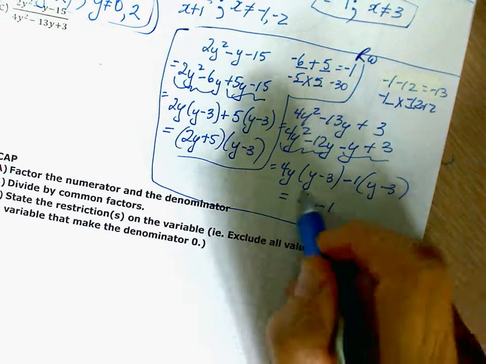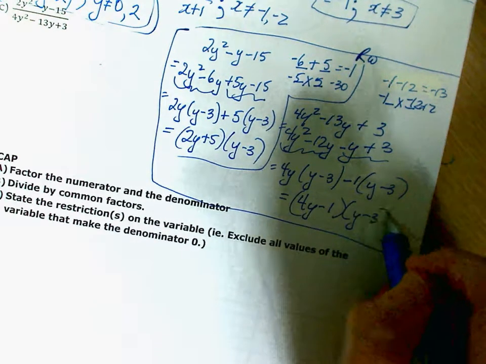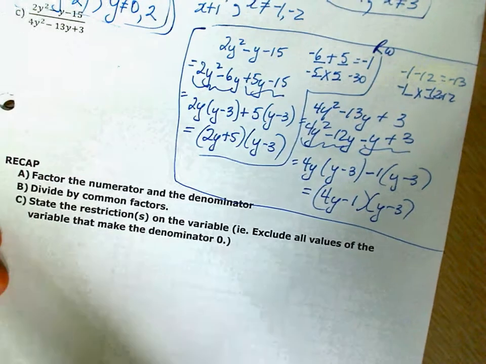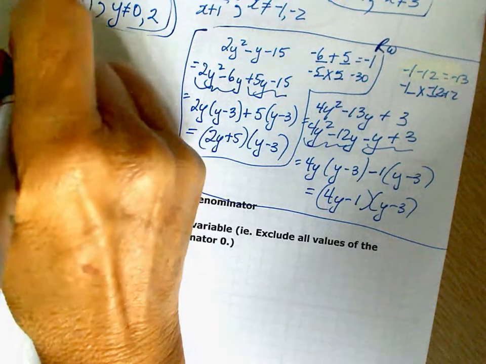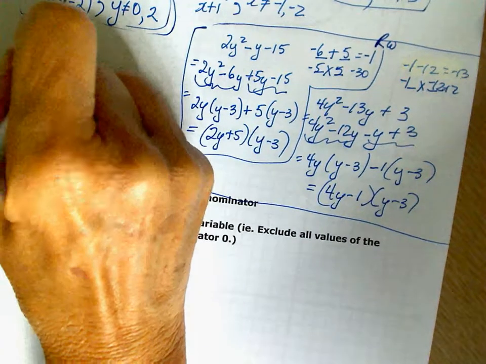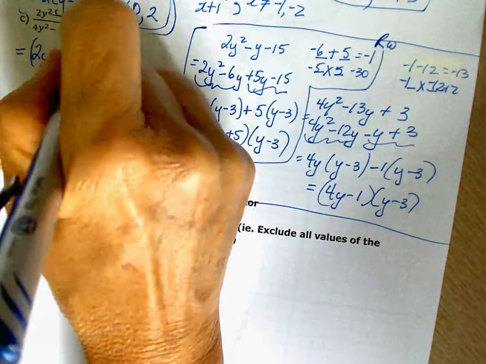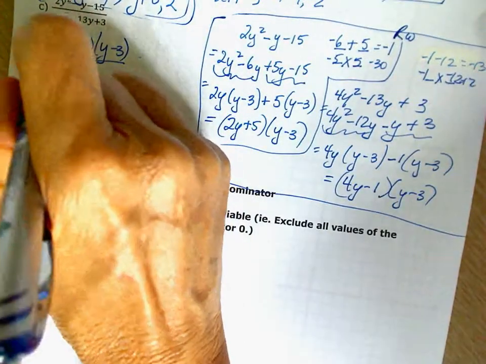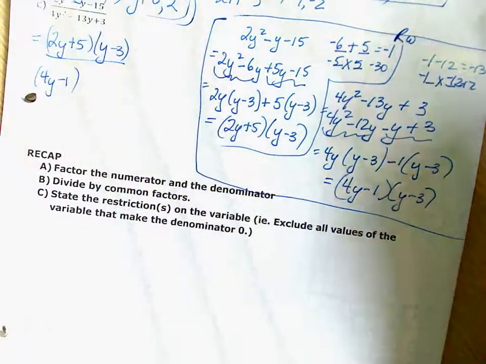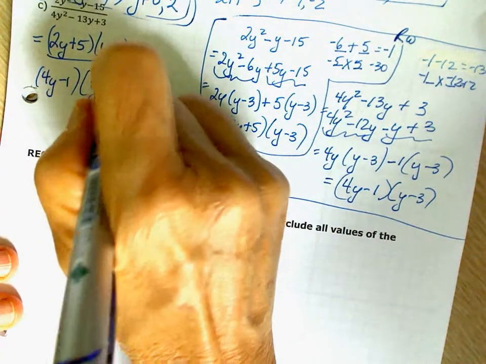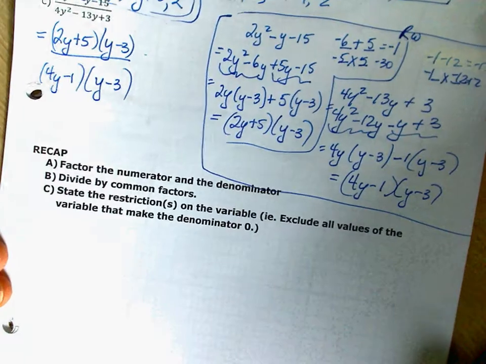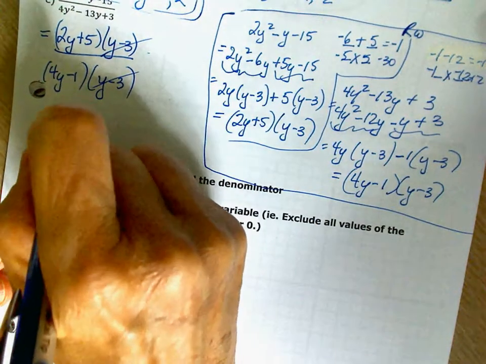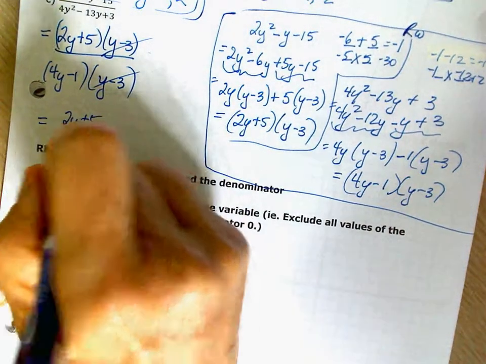Okay, I'm just reviewing factoring by decomposition. So the numerator equals 2y plus 5 times y minus 3. The denominator equals 4y minus 1 times y minus 3. This divides out, leaving 2y plus 5 over 4y minus 1. And what are our restrictions?